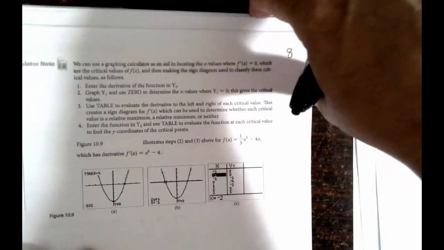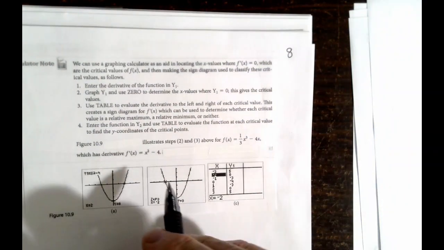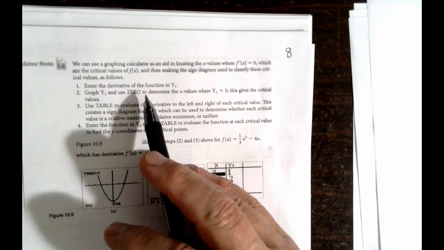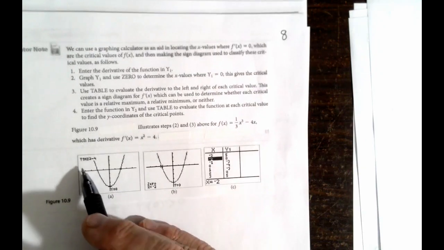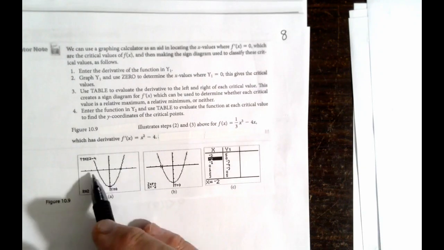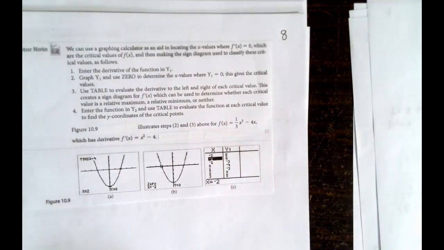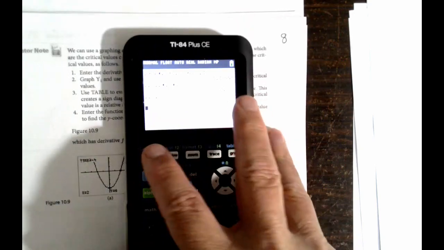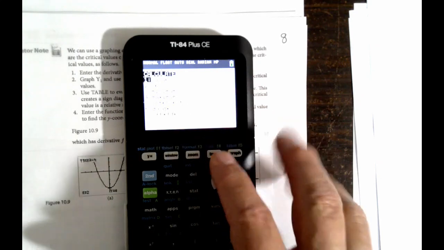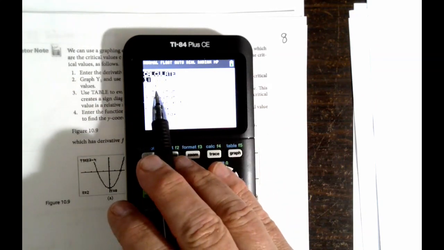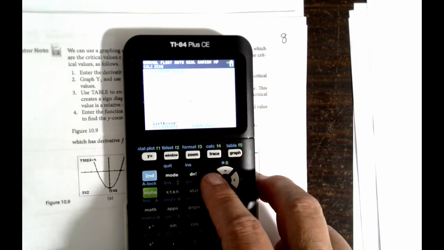Now you can use your calculator to locate places where the first derivative equals 0. So what you do is you take the derivative, and then you type in that first derivative into your calculator under y1, and you look where it crosses the x-axis. Now how do you find those points? If you have a graph, you can hit second trace 2. Second trace 2 will give you what are called zeros.